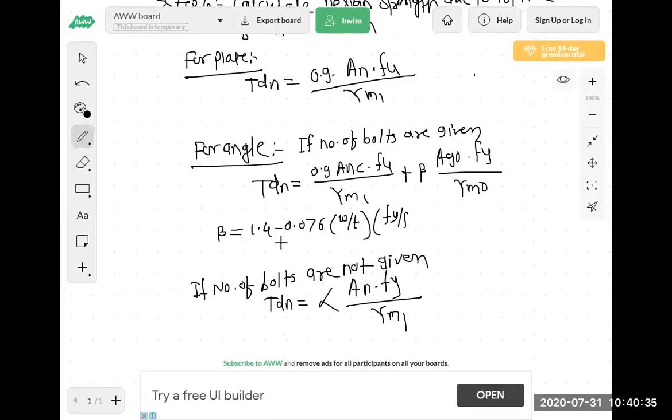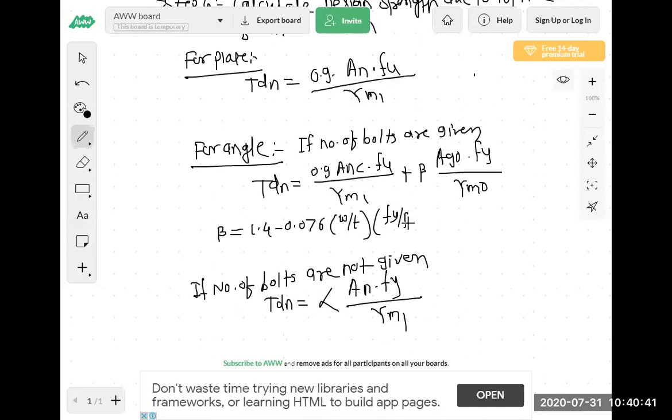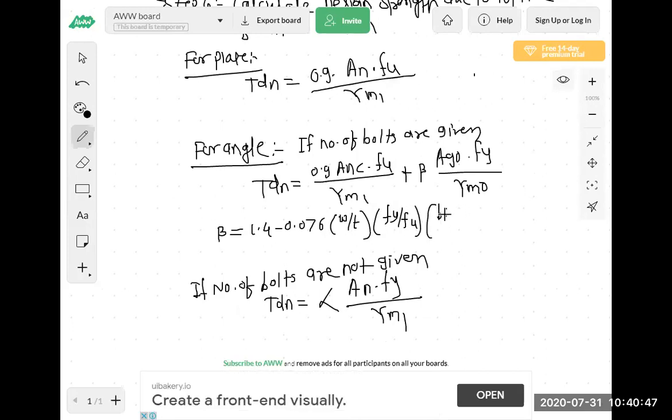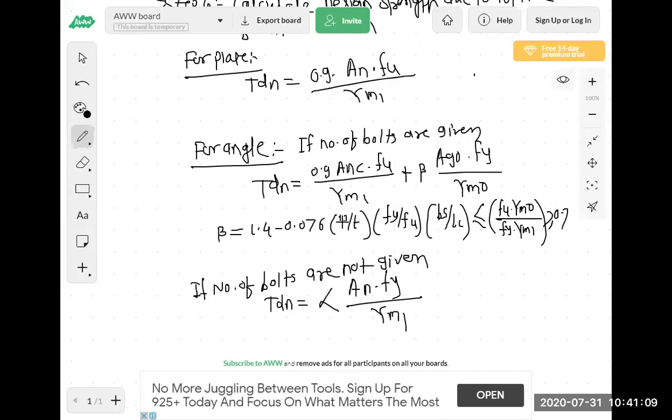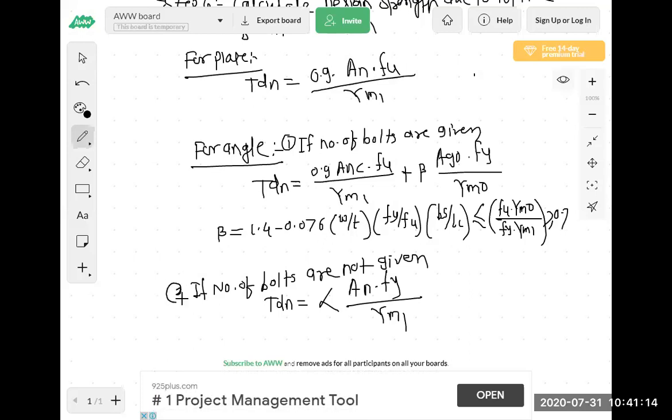Okay, so beta is equal to 1.4 minus 0.076 W by T Fy upon Fu, then Bs upon Lc, and it should be less than or equal to Fu into gamma m0 divided by Fy into gamma m1, and it should be greater than 0.7. So, are you getting here? This is number 1 and this is number 2.